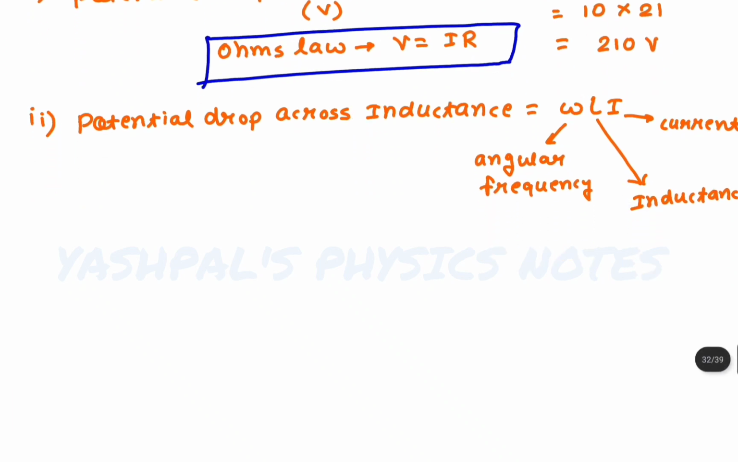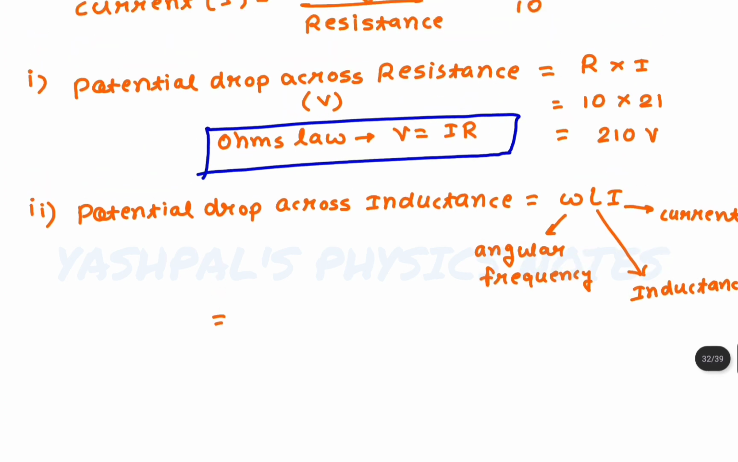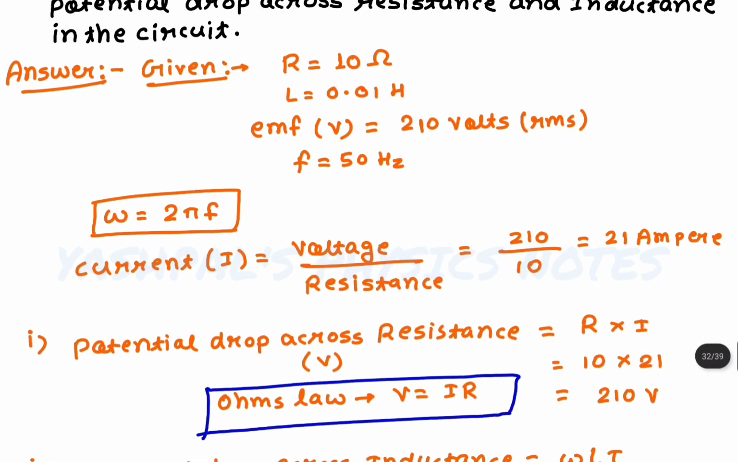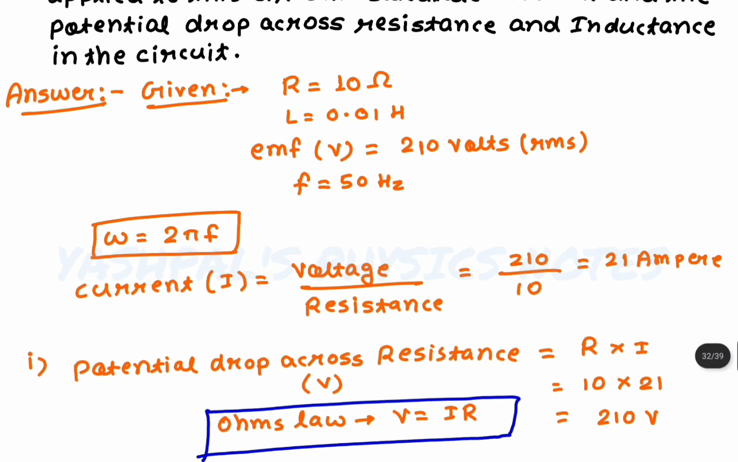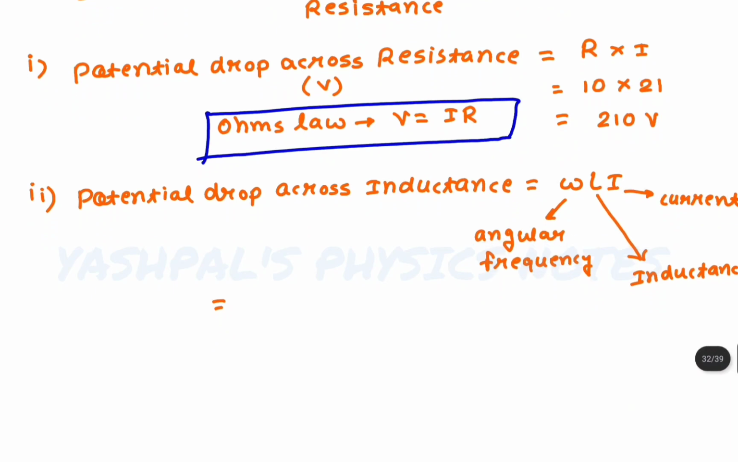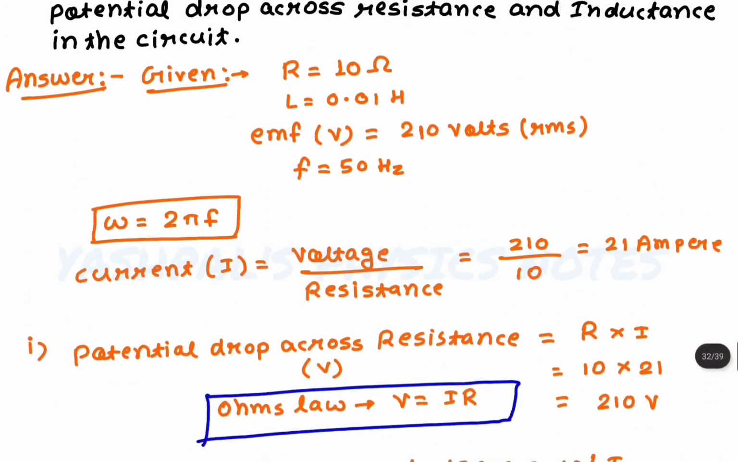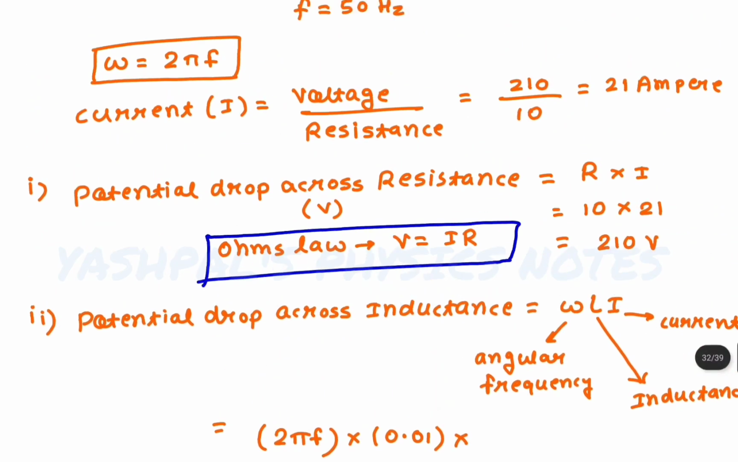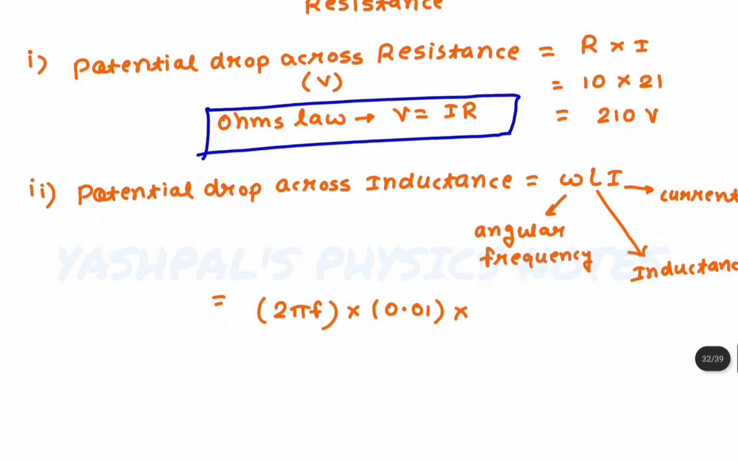So now substitute the values. What is omega? Omega is 2 pi f. We have not been given the direct value of angular frequency. We have been given the value of frequency, that is 50 Hz. So omega is equal to 2 pi f. We have been given the value of inductance, L is equal to 0.01 Henry. And what is the value of current? We have just found it, it's 21.